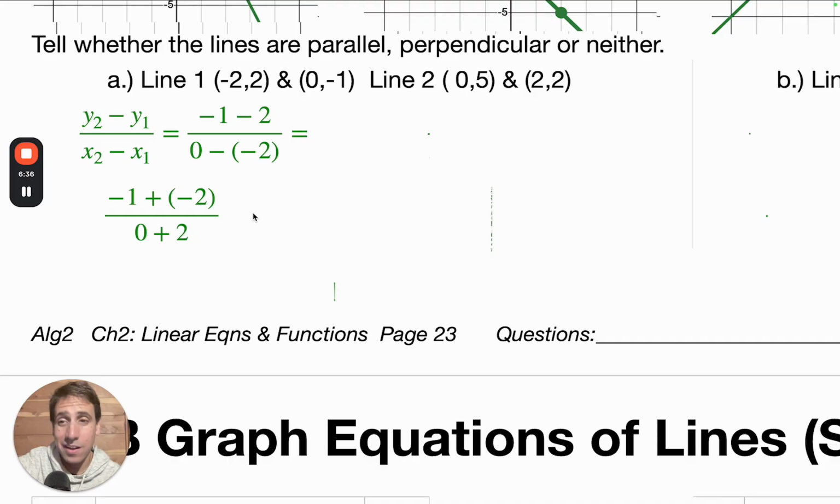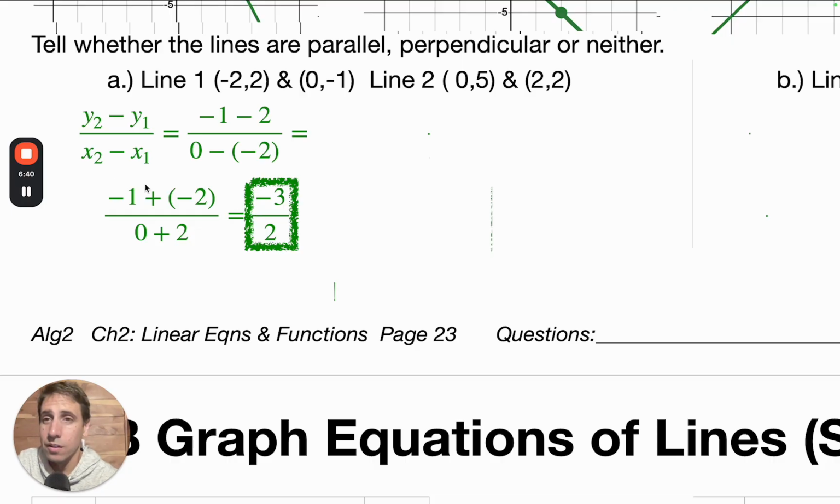Same signs, add and keep; different signs, subtract. So since they're the same signs, you add the 1 and the 2 to get 3, and you keep the negative here. And then 0 plus 2 is 2. So there's the slope of the first one. We're only halfway done. We have to figure out what line 2 is.